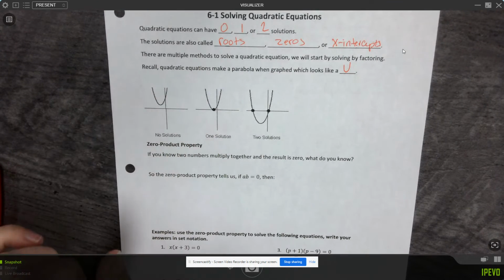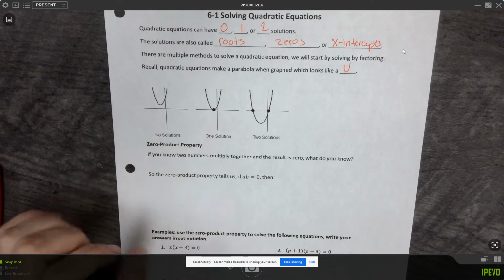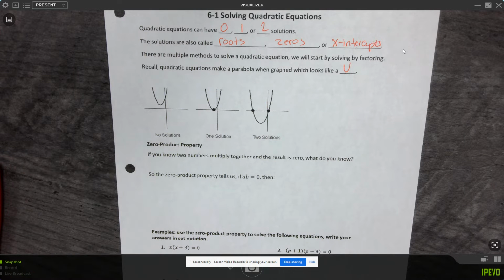So to solve first, we're going to solve by factoring. So before we do that, we need to talk about what is called the zero product property. The zero product property, if you know 2 numbers multiply together and the result is 0, what do you know? If I have 2 numbers and I multiply them together and the answer is 0, what must you know? Pause the video and think about it for a little bit.